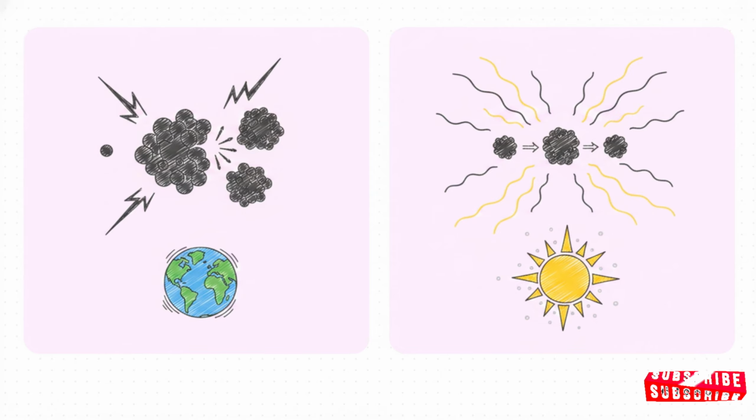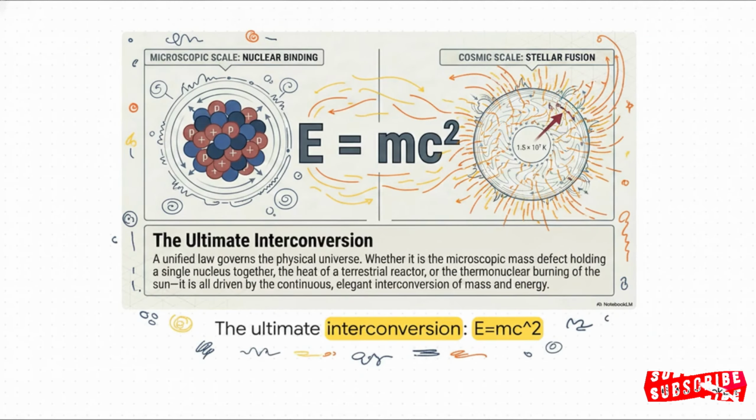And this brings our structured review to its grand conclusion. On one hand, we have the microscopic mass defect holding a single tiny nucleus together. On the other hand, we have the vast cosmic scale of thermonuclear fusion powering a star. Whether it's the intense heat inside a terrestrial reactor or the stellar engine of our sun, it is all governed by one single, unified law. It's the continuous, incredibly elegant interconversion of mass and energy dictated by Einstein's E = mc squared.